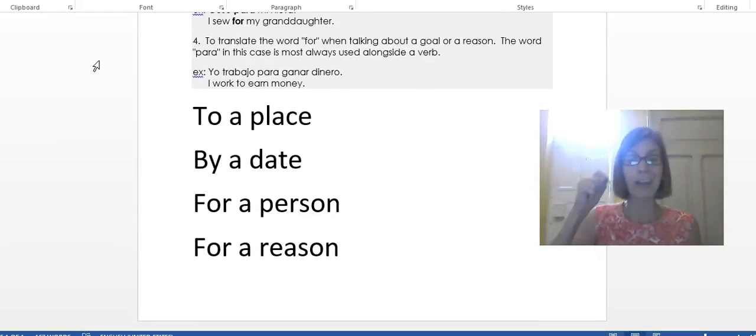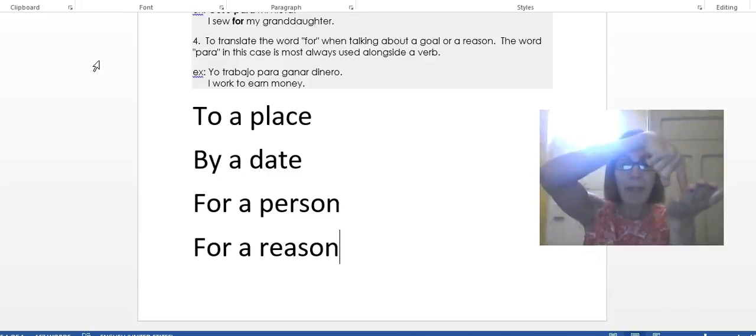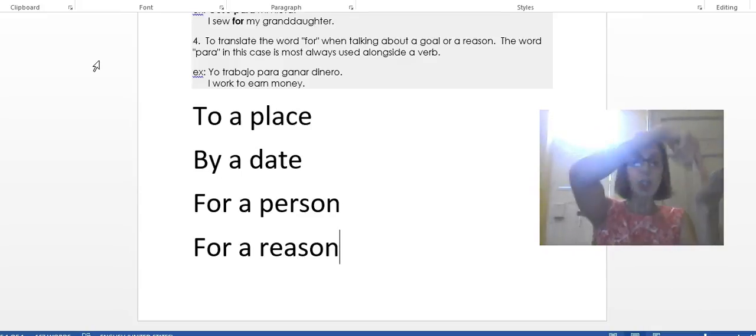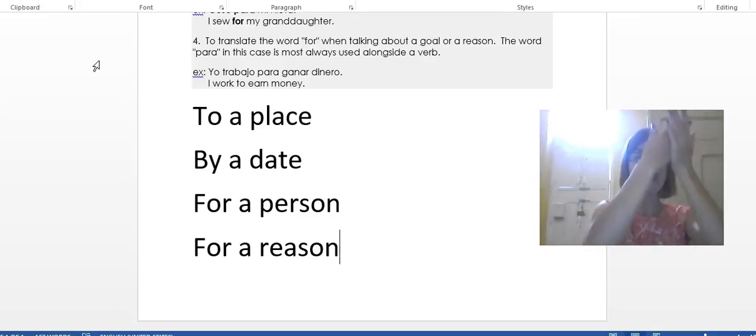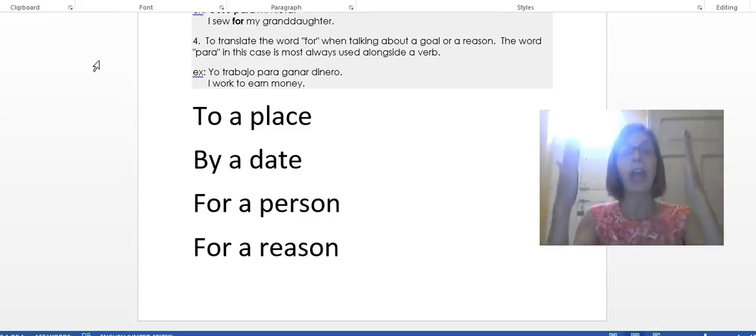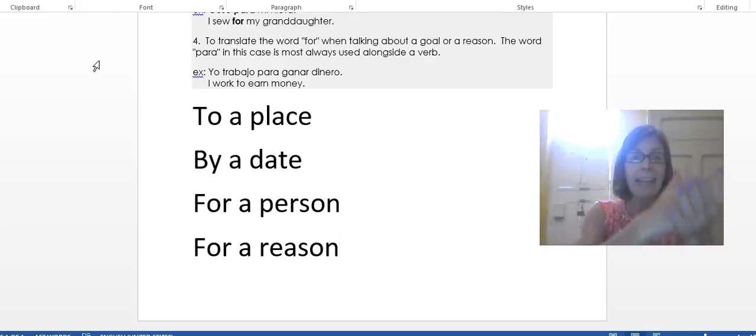Ready for this one? To a place. Here's my place on the map. To a place, by a date, a specific date. To a place, by a date, for a person. To a place, by a date, for a person, and for a reason. To a place, by a date, for a person, for a reason.